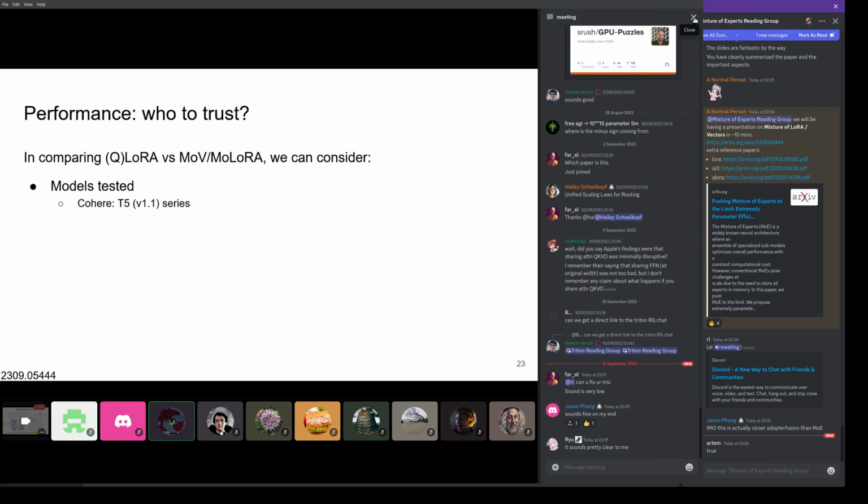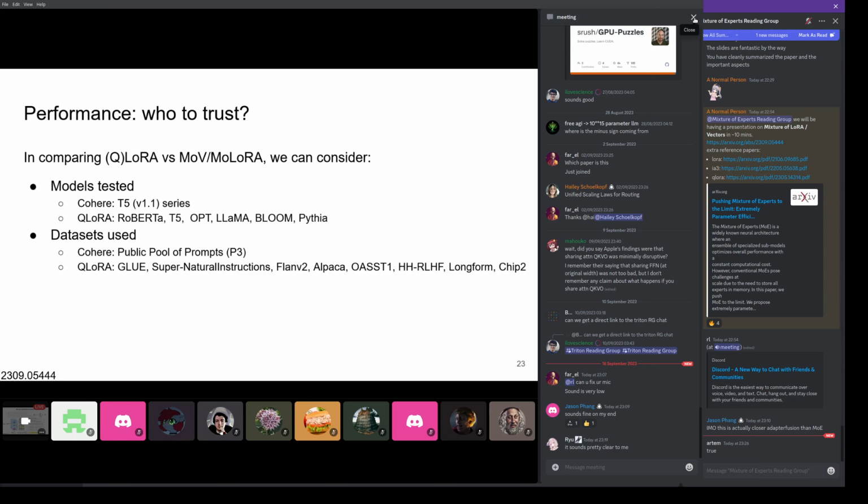The MoV paper that we're looking at now tested the T5 series of models. QLoRA did RoBERTa, T5, OPT, Llama, Bloom, Pythia, a lot of models. Cohere used this one public pool of prompts task, which is, if I'm not wrong, somewhere in the ballpark of 100 million tokens to 1 billion tokens. QLoRA used GLUE, Super-NaturalInstructions, Flan v2, Alpaca, OpenAssistant, Anthropic's dataset, LongForm, Chip2, and probably more datasets that I missed.